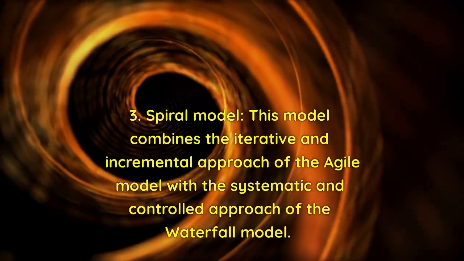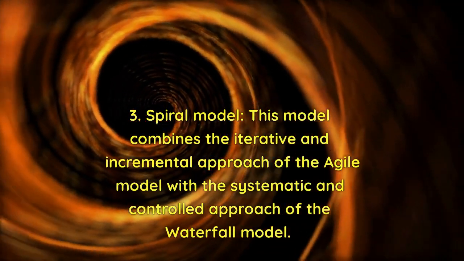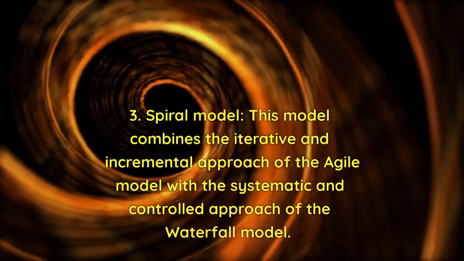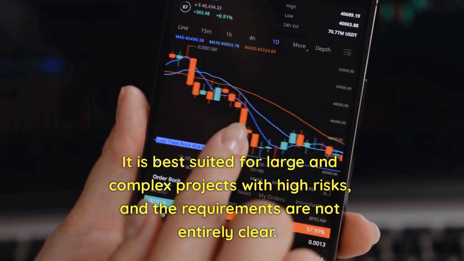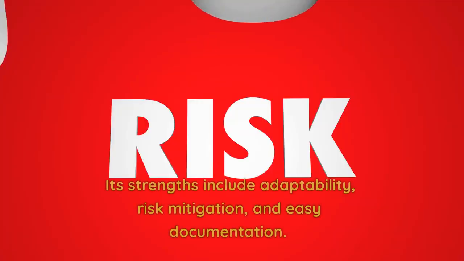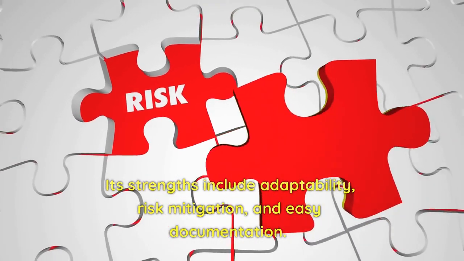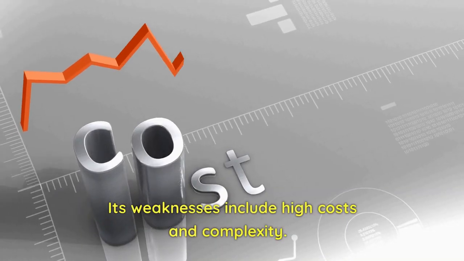3. Spiral model. This model combines the iterative and incremental approach of the Agile model with the systematic and controlled approach of the Waterfall model. It is best suited for large and complex projects with high risks, where the requirements are not entirely clear. Its strengths include adaptability, risk mitigation, and easy documentation. Its weaknesses include high costs and complexity.